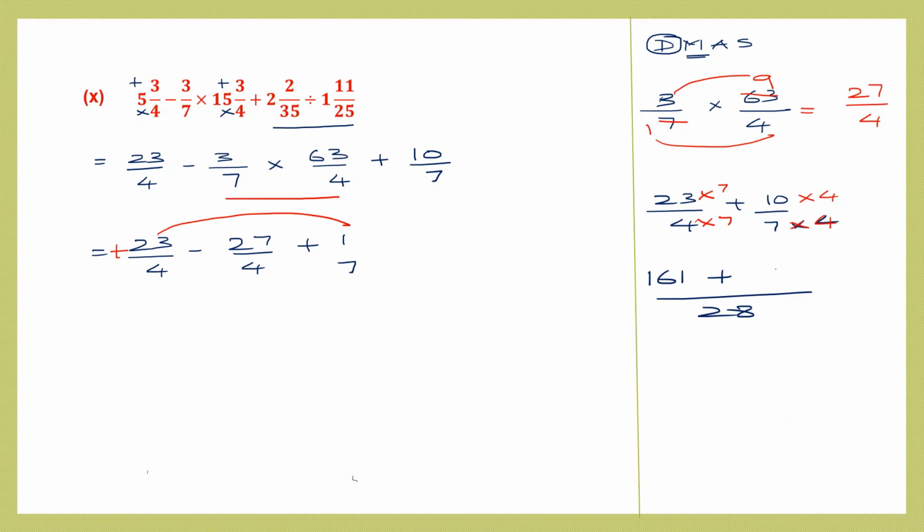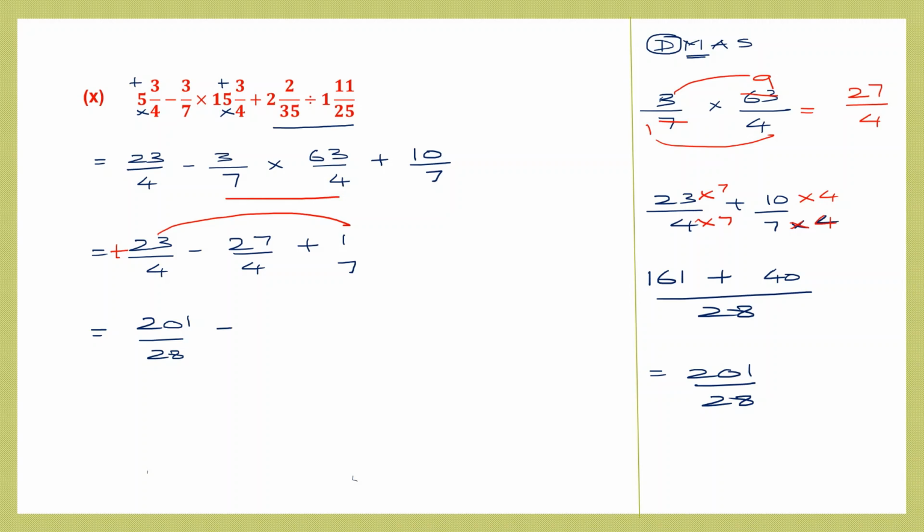10 4s are 40. So 161 plus 40. So let's add that up and see what we get. 161 plus 40. 1. 6 plus 4 is 10. Carry 1. 1 plus 1 is 2. So what do we have here? 201 by 28. So let's write that here. So that will be 201 by 28.